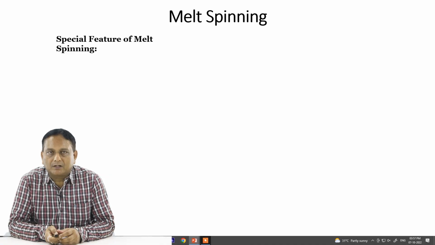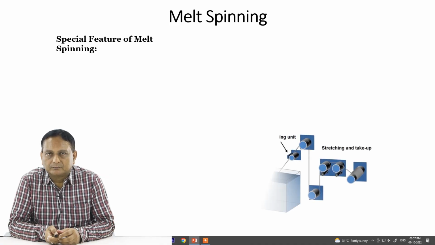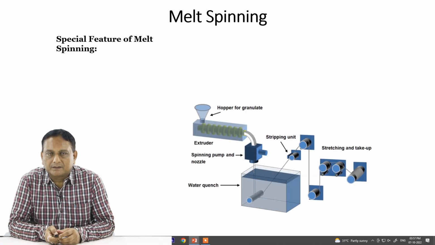Now what are the special features of melt spinning? As you can see, a schematic view again, that different parts of this melt spinning are shown here.